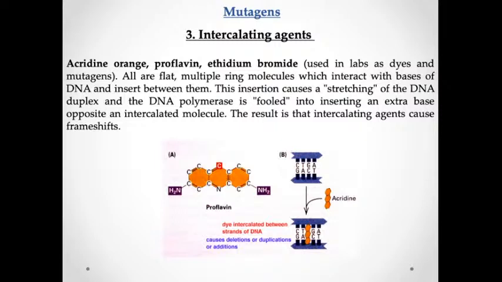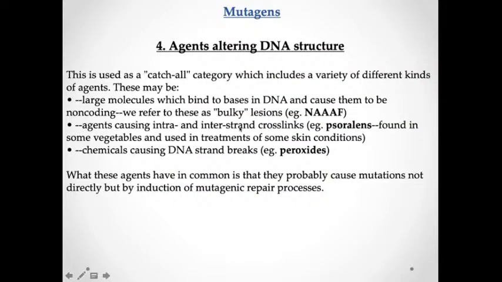Here are examples of proflavin as intercalating agents. In the case of acridine, it just came and got attached in between, intercalated between the strands of DNA, and causes deletions or duplications, additions in your DNA. So that's how the intercalating agents work.